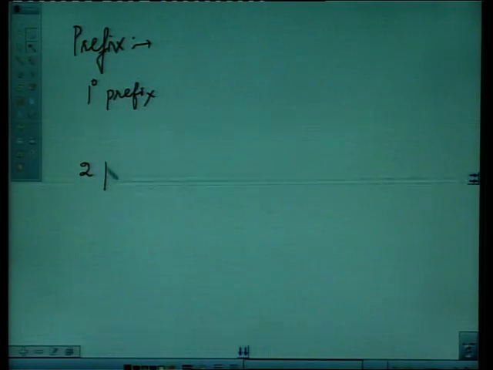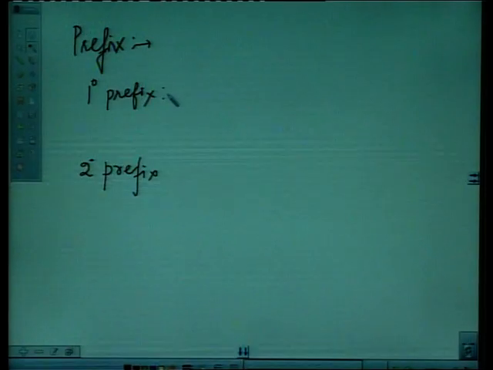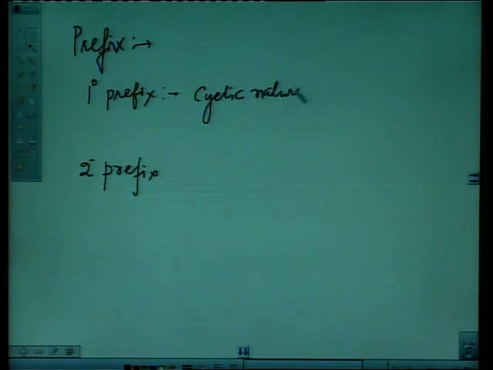So this was the secondary suffix, and now the prefix. A prefix is attached before the word root. So prefix is also of 2 types, primary prefix and secondary prefix. The primary prefix is attached immediately before the word root. It tells about the numerical approach, that is mono, di, tri, or the cyclic nature of the compound. Mainly it tells about the cyclic nature of the compound.